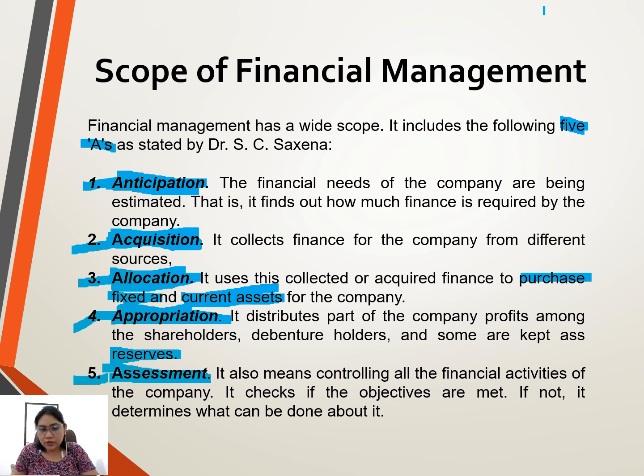So, it means controlling all the finances of the company. So, kailangan talaga dyan lagi may control. For example, di ba nag-allocate ka kasi, di ba? So, kunwari, nag-allocate ka ng 1 million para dun sa building. So, i-assess mo siya. 1 million nga ba talaga yung nagastos? O sumobra ba yung nagastos doon? So, you have to check if the objectives are met. And you should determine what you can do about it.